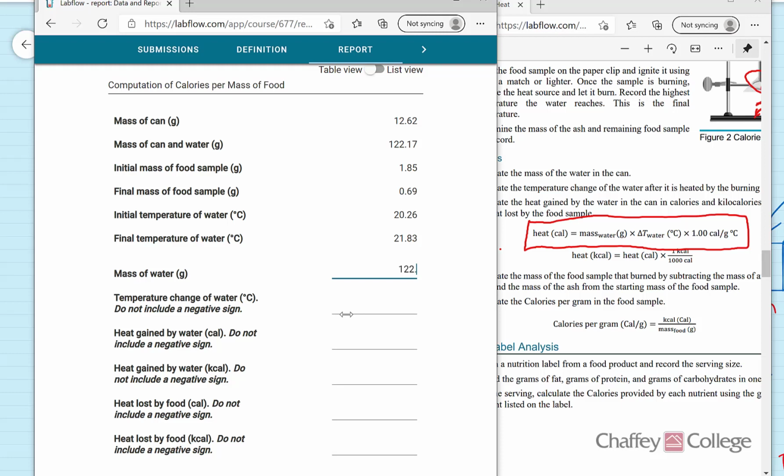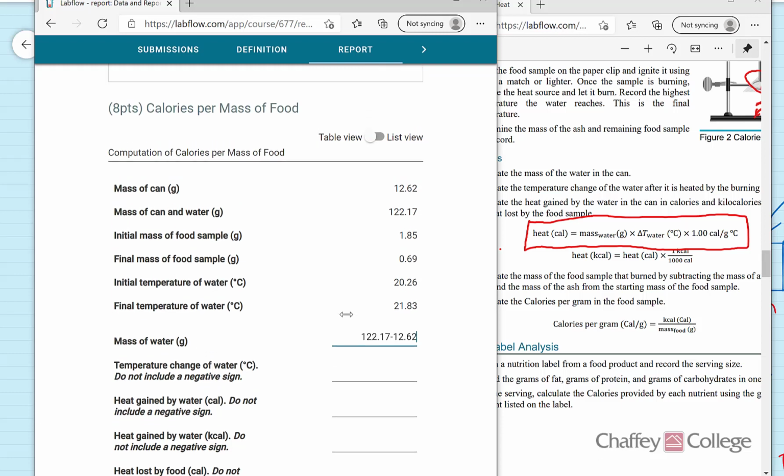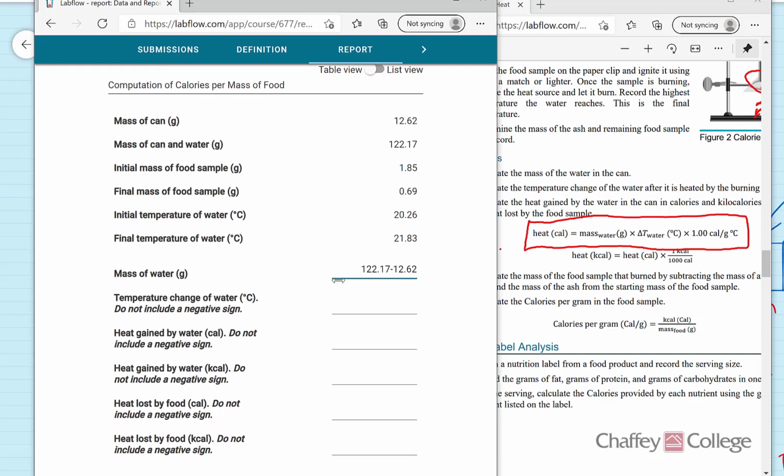122.17 minus 12.62. Whatever value comes, you put that value here. I'm not going to calculate it, so I'm just going to call it MW. MW means mass of water. Or let's call it A.